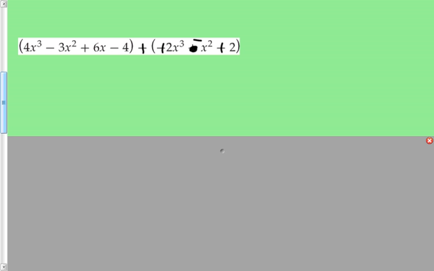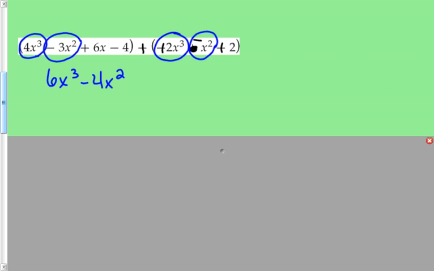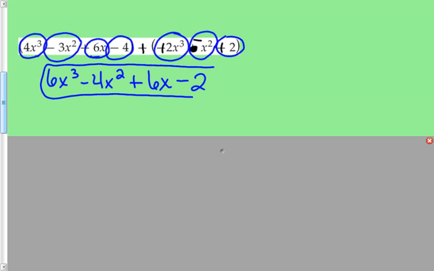My largest degree is to the third power, so I'll start here. 4x cubed and 2x cubed makes 6x cubed. Then we'll have negative 3x squared and a negative x squared. So that'll make negative 4x squared. Then we'll have just a positive 6x by itself. There's not another x over here, so just bring it down. And then a negative 4 and a positive 2 leaves a negative 2. That one's finished.